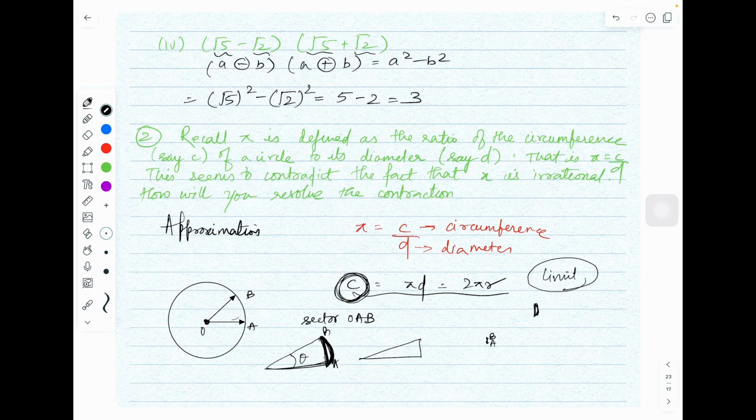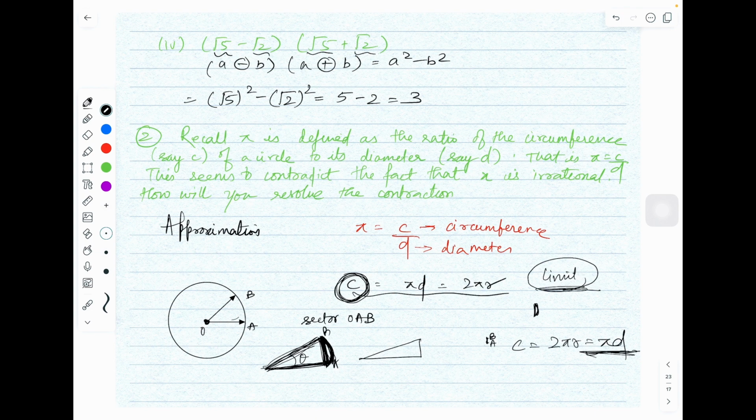Upon using the limit, you are finding the approximate value. C's approximate value is 2 pi r or pi d. This is an approximate value. This is not the real value because you are using the limit function. You are considering the sector as a triangle instead of an arc. So you are getting pi d as the answer.